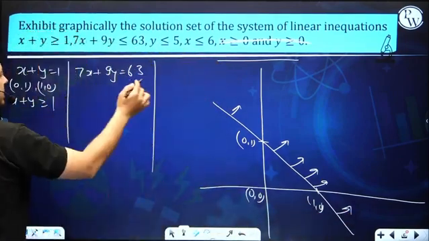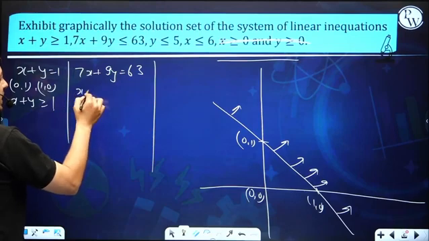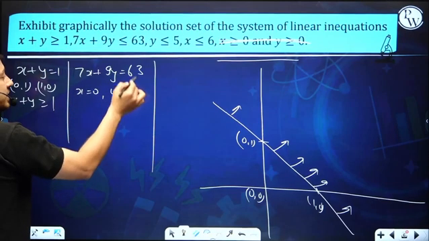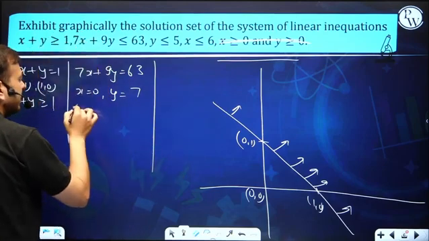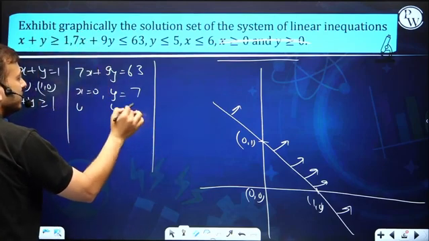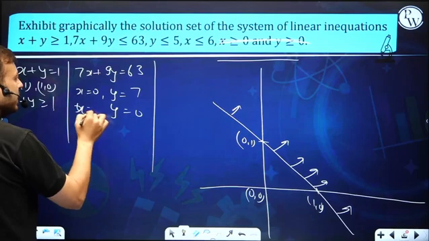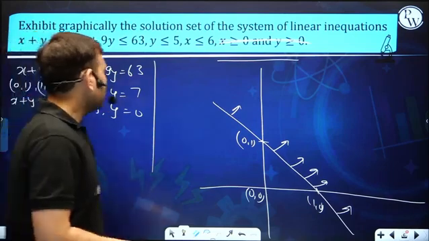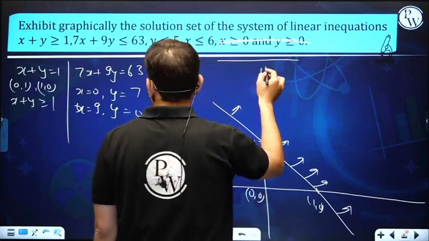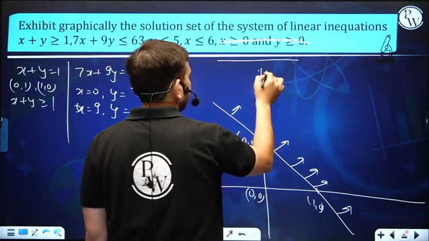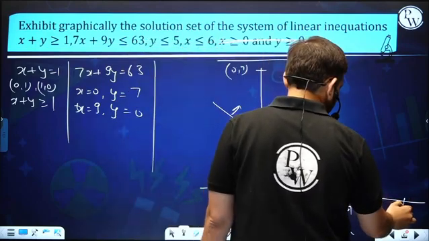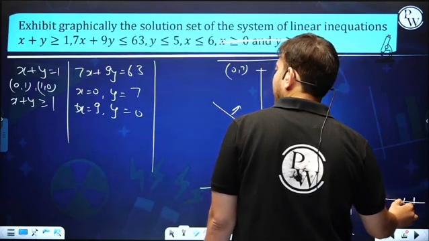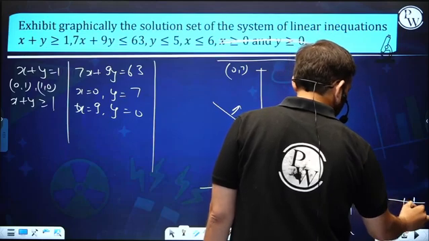Next, 7x plus 9y. When x is 0, y is 63 by 9, which is 7. Then if y equals 0, x will be 63 by 7, which is 9. So, sir, 0 comma 7, and then you can say 9 comma 0.